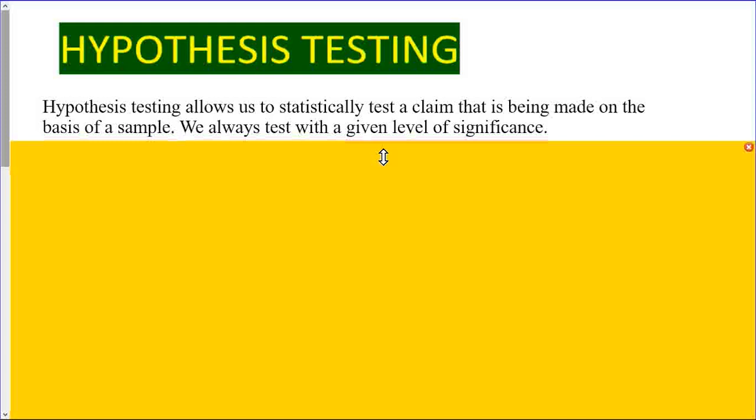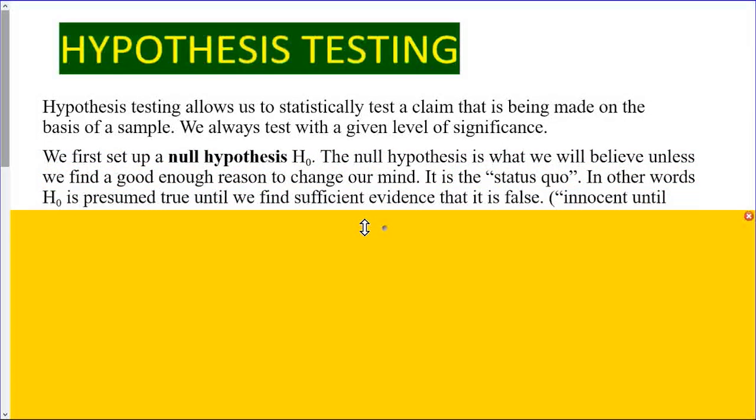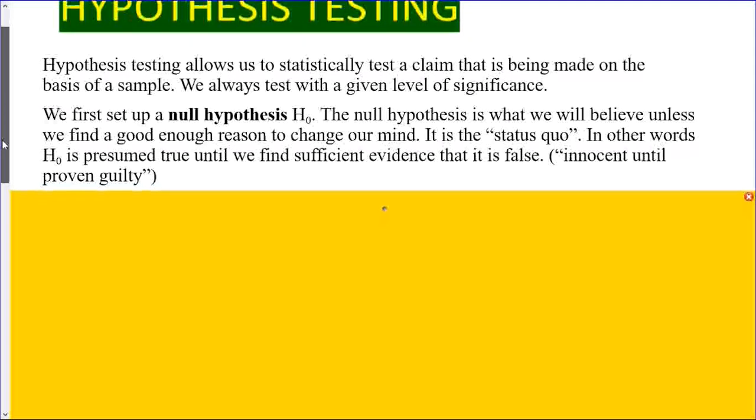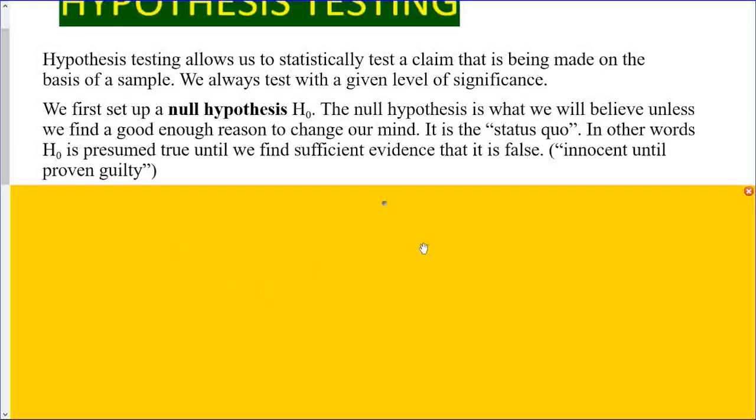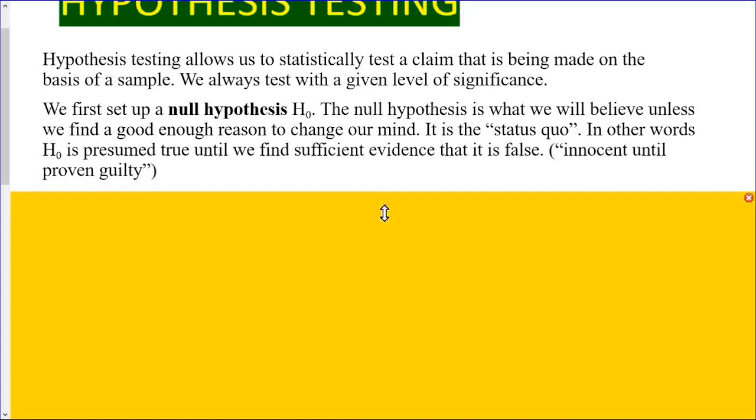Hypothesis testing is an important thing. It allows us to statistically test a claim that is being made on the basis of a sample. We always test with a given level of significance. We first set up a null hypothesis. The null hypothesis is what we will believe unless we find a good enough reason to change our mind. It is the status quo. In other words, the null hypothesis is presumed until we find sufficient evidence that it is false. A kind of innocent until proven guilty.